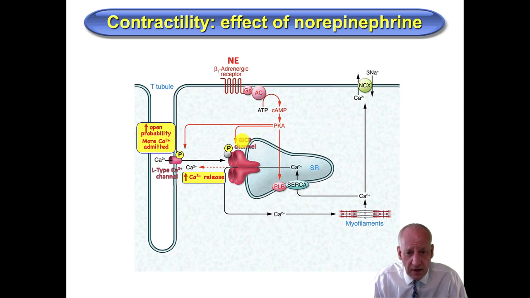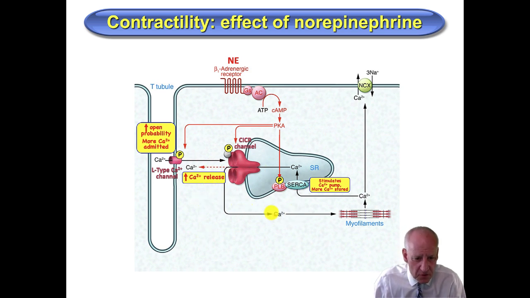PKA also phosphorylates the calcium-induced calcium release channel on the sarcoplasmic reticulum, and when phosphorylated, this channel allows more calcium to be released from the SR. So, with more activator calcium and more calcium released from the internal stores, there is more calcium to flood the myofilaments and cause contraction. Protein kinase A also phosphorylates a regulatory subunit of the SERCA calcium channel in the SR, and its phosphorylation stimulates the calcium pump.